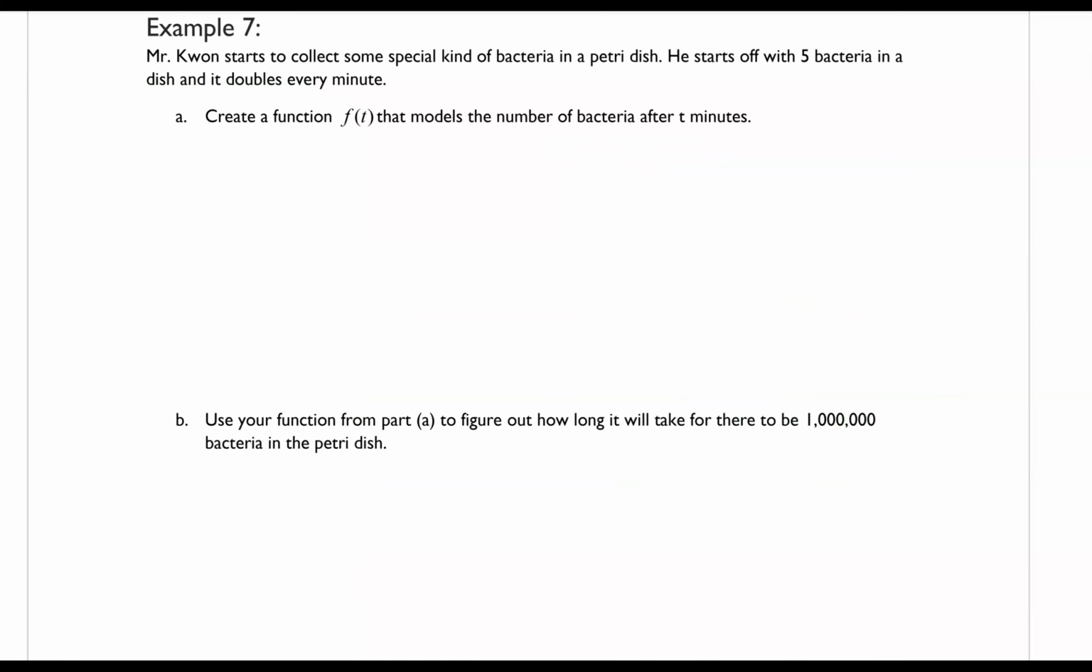All right, example 7 says, Mr. Kwan starts to collect some special kind of bacteria in a petri dish. He starts off with 5 bacteria in a dish, and it doubles every minute. A says, create a function f of t that models the number of bacteria after t minutes. So f of t is equal to 5 times 2 to the t, we start off with 5, that's our starting amount, and then our growth rate is 2 because it's doubling every minute. So that is our function there. No need to really do anything else.